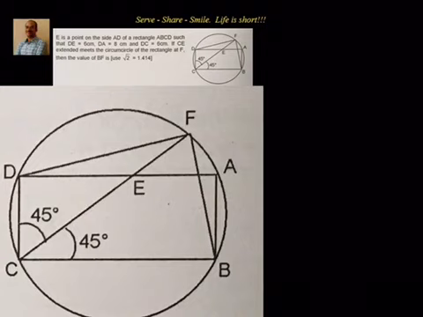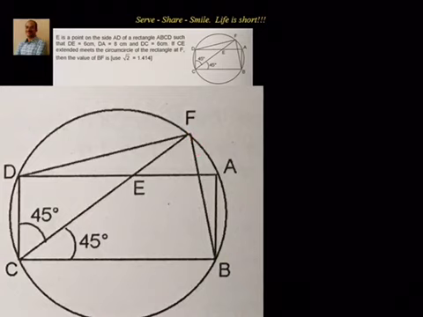E is a point on the side AD of a rectangle ABCD such that DE equal to 6 cm, DA equal to 8 cm and DC equal to 6 cm. If CE extended meets the circumcircle of the rectangle at F, then what is the value of BF?